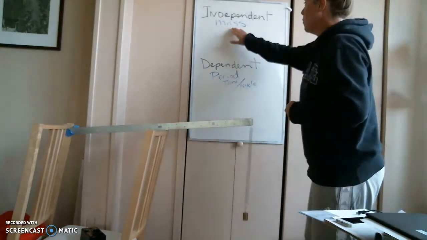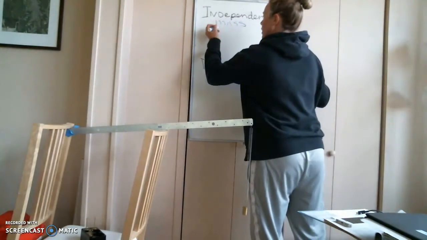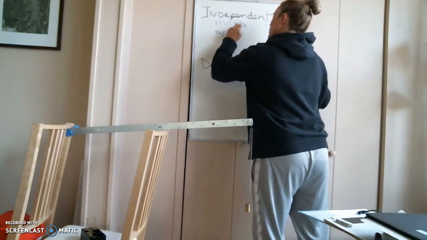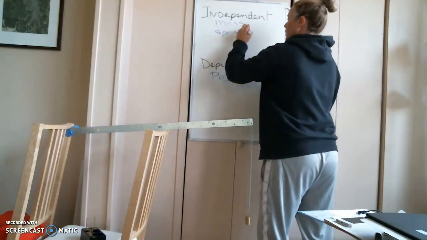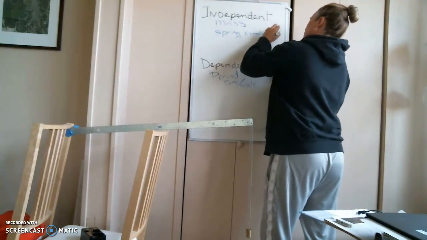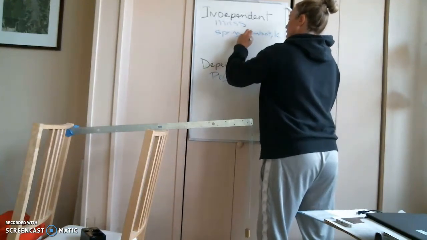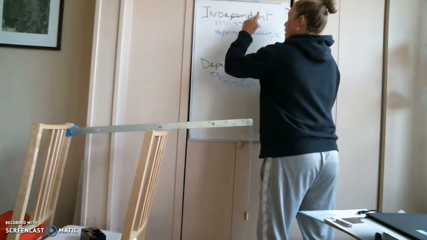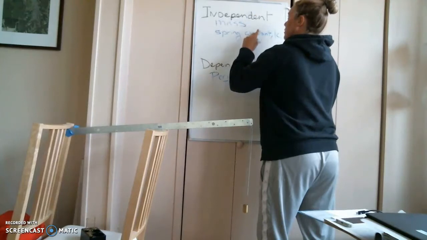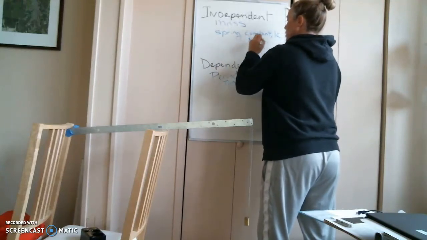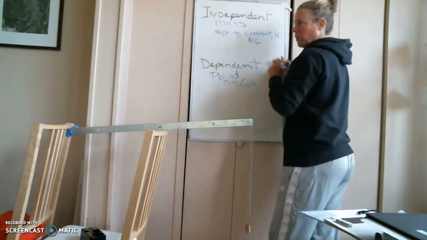Let's see. What else could I change? I could change the spring type. And spring type is a spring constant, and that is that letter K. And that was, gosh, what was it? That was how many newtons it took to move it a meter. Is that a newton per meter? How many newtons to move it 1 meter?